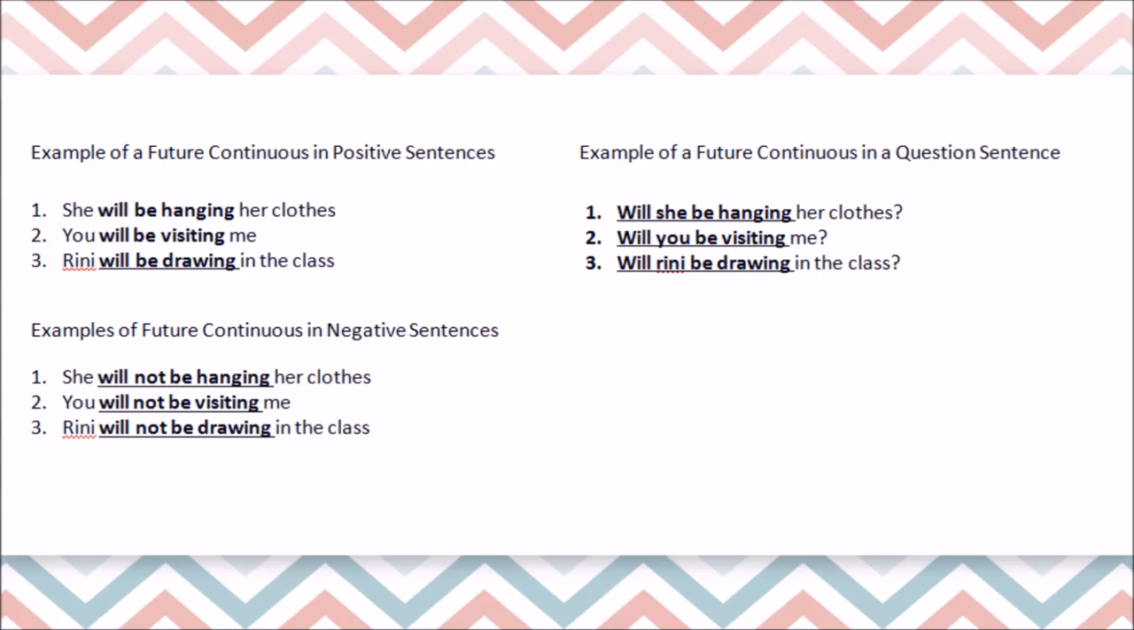Example of future continuous in positive sentence. She will be hanging her clothes. You will be visit me. Rini will be drawing in the class.